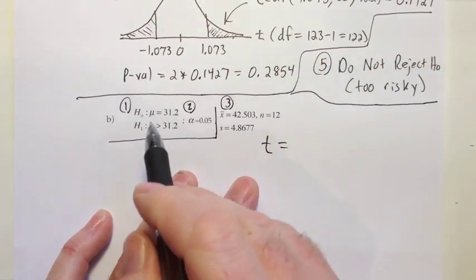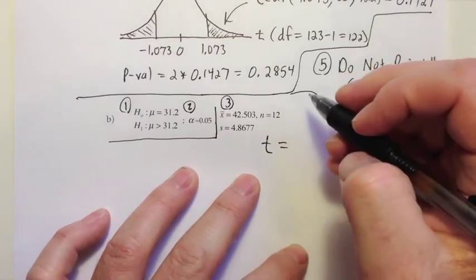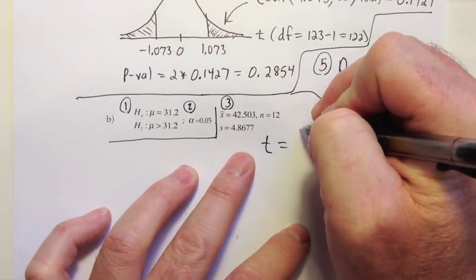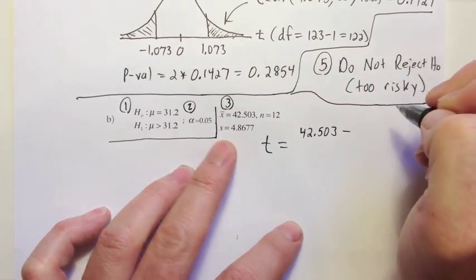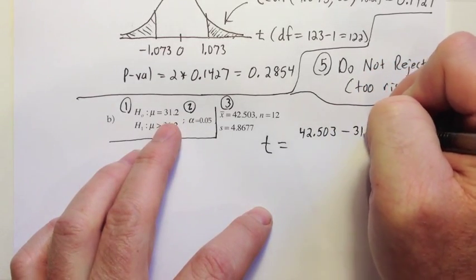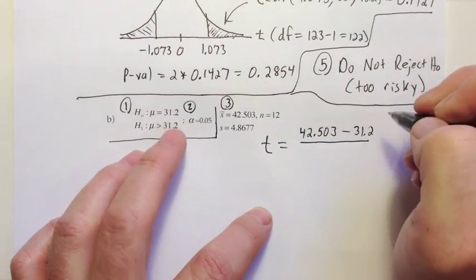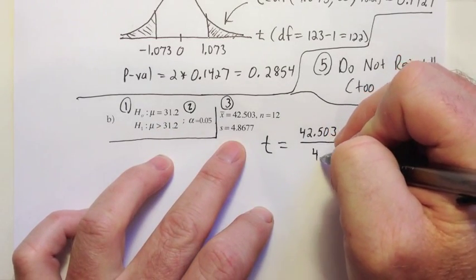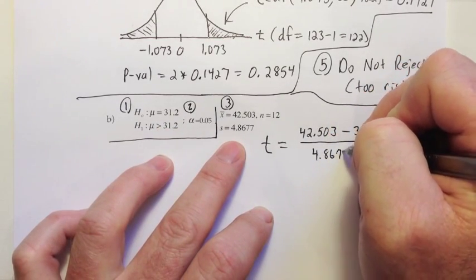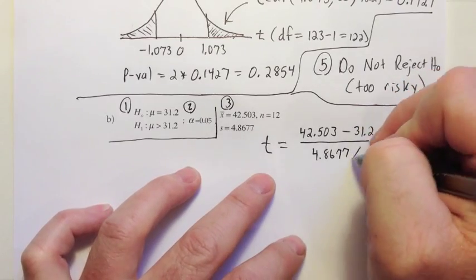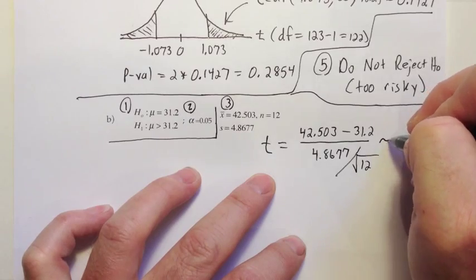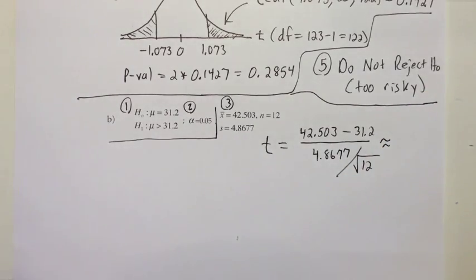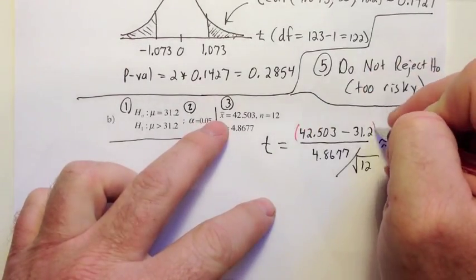Because this is a test about a mean, we're going to do a t-score, and it's going to be our x bar, 42.503, minus the claimed mean of 31.2, divided by the sample standard deviation, which is the reason we're using a t-score, divided by the square root of the sample size, which is 12. And just a reminder on the calculator, you want parentheses around the top and bottom.